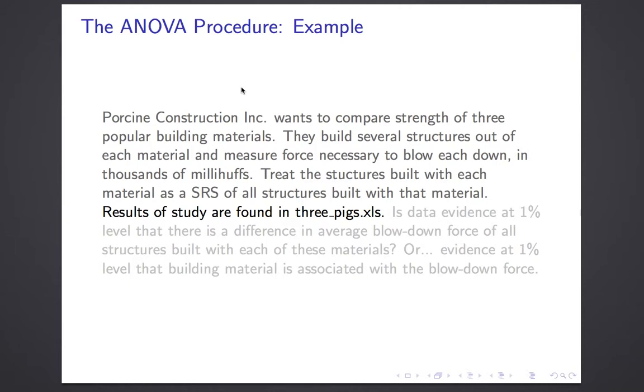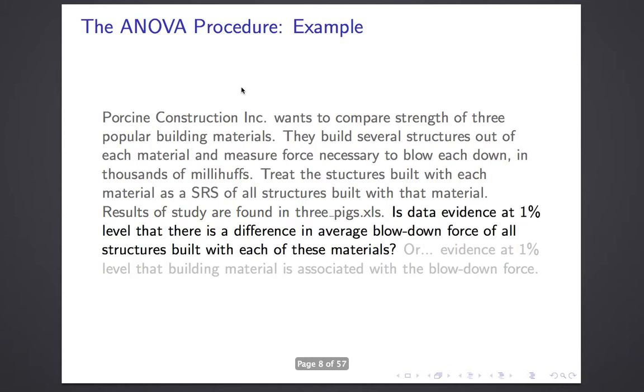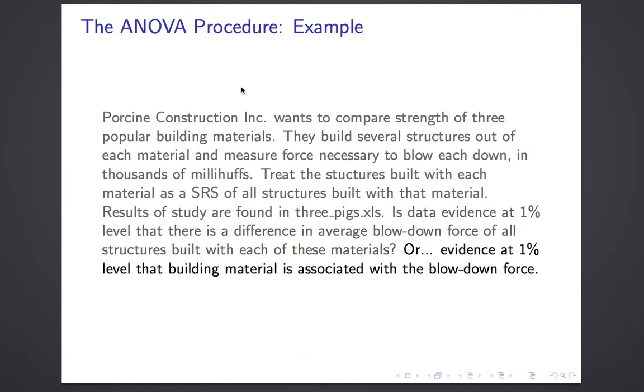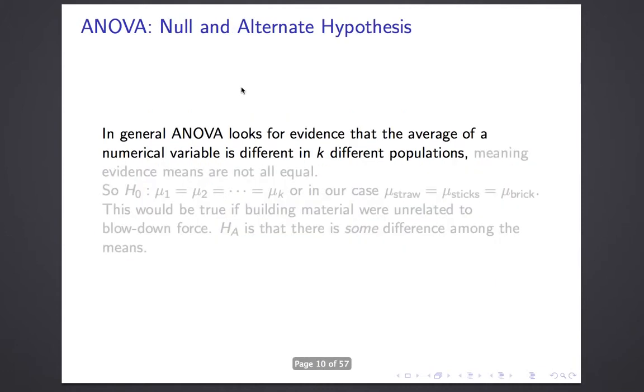The data from their study is found in the 3pigs.xls file on the data page of my website. And we're going to ask the question, is this data evidence at the 1% level that there's a difference in average blowdown force of all structures built with each of these materials? Or to put it a different way, is this evidence at the 1% level that building material is associated with the blowdown force, the force necessary to blow it down?